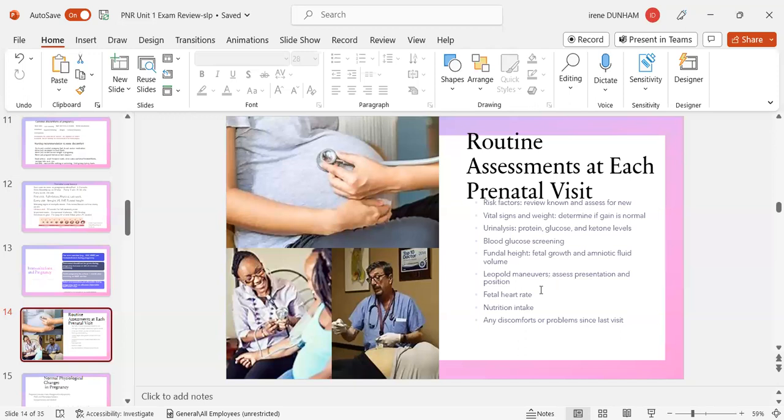And then fetal heart rate, nutrition intake. Well, it goes back up to weight. If they're gaining a lot of weight, then we have to make sure, what are we eating, right? So we want to know. And then any discomforts or problems since your last visit. Okay. So that's what's done at every prenatal visit.